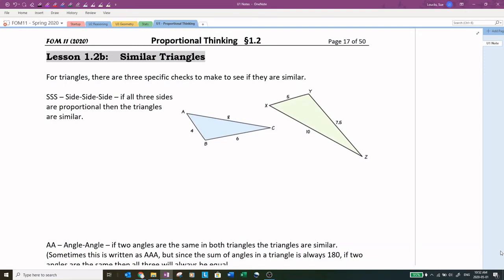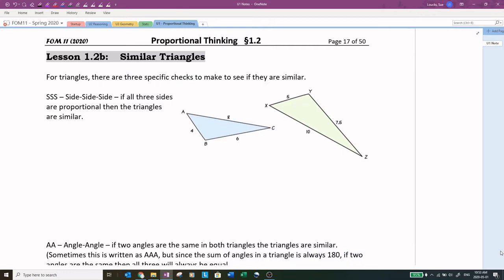Welcome to lesson 1.2b. We are going to look at similar triangles now. With triangles, there are three specific checks that you make to see if they are similar. First one is side, side, side. If all three sides of two triangles are proportional, then the triangles are similar.